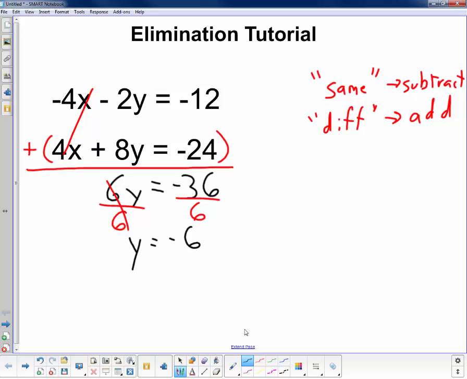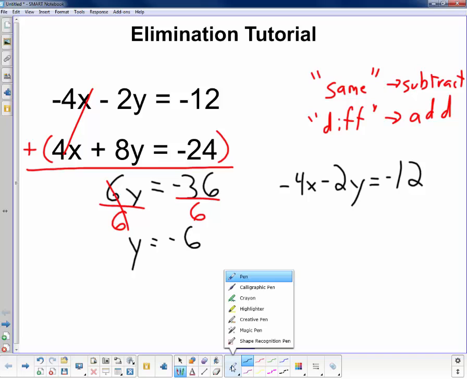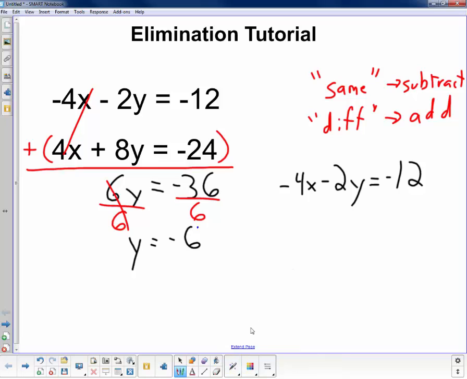All we have to do to finish this off is find the value of x. Remember, our solution is a point, so we need both. We can plug into either equation. I'll use the top. And simply substitute in the value that you've already found in order to find the other one. In other words, take the negative 6 and plug it in directly for y.